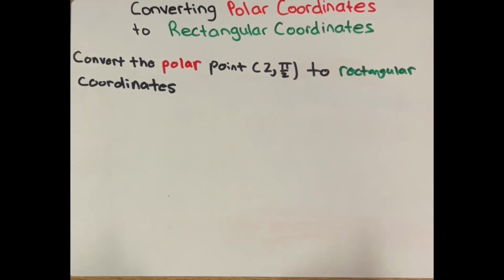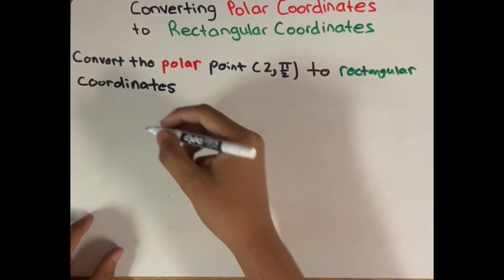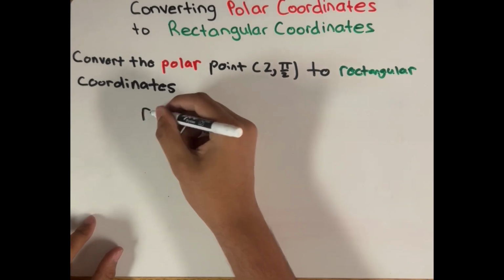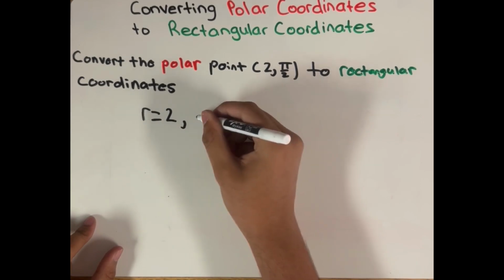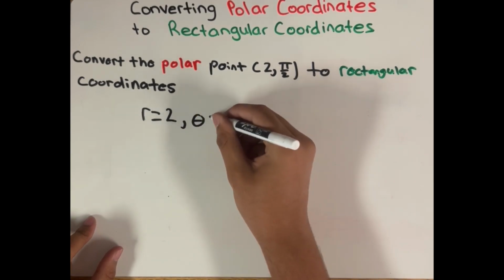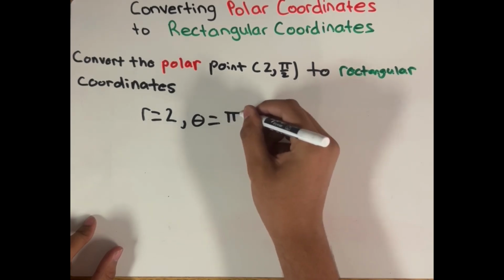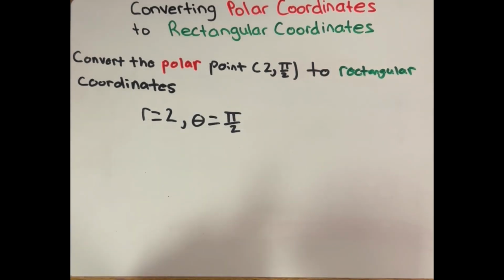Now we're going to convert the polar point 2, pi over 2, to rectangular coordinates. First, we're going to identify the radius and the theta. And we know that the radius equals 2 and the angle, or the theta, is pi over 2. Now we're going to set up both our equations to solve for x and to solve for y.